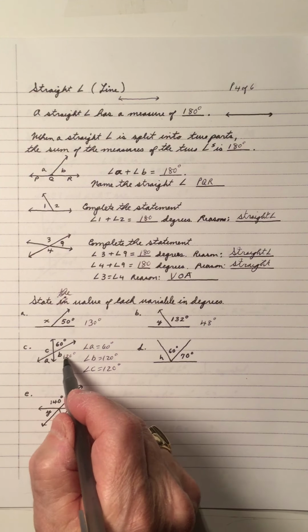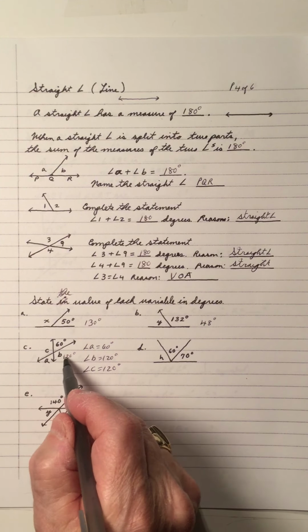D, I have a straight angle, which is 180 degrees. 60 and 70 add up to 130. So if that's a straight angle, 180 subtract 130 is 50. So H is 50 degrees. You got to add up to 180.